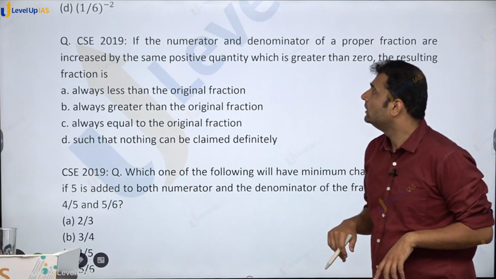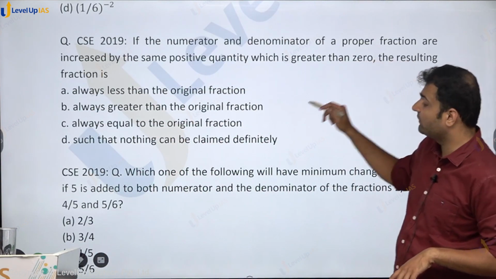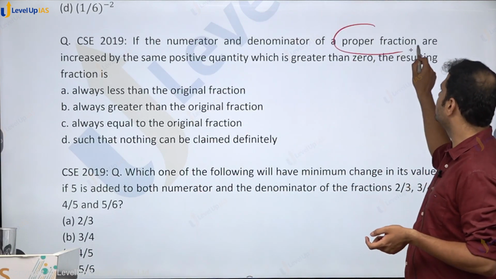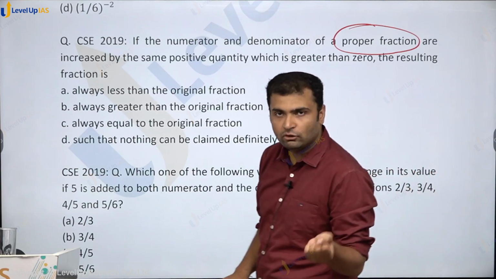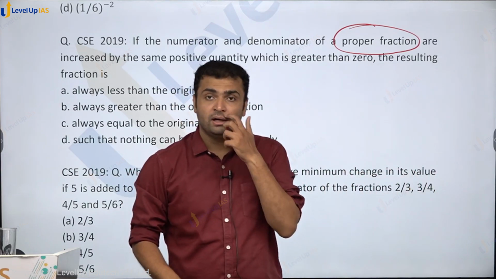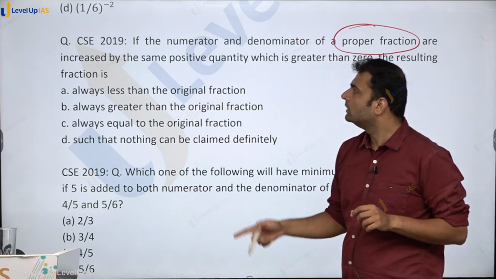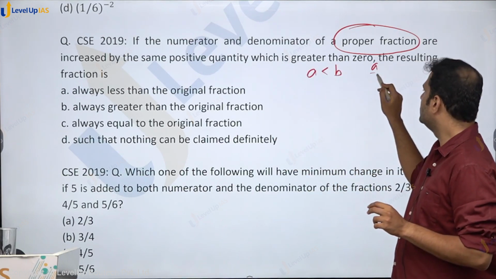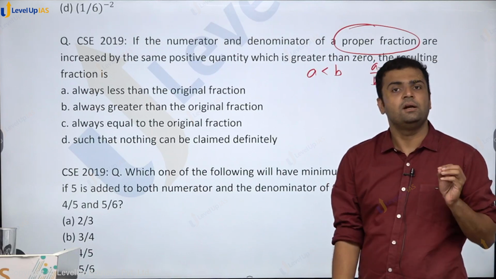Next, if the numerator and denominator of a proper fraction... Now this is where terminologies become important, that they are saying this is a proper fraction. Had they not given this proper fraction, then the answer would have been different. What is a proper fraction? I hope you remember. In a proper fraction, we have numerator less than denominator.